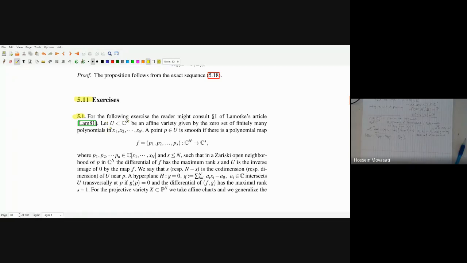Okay, but anyway, let U be an affine variety given by the zero set of finitely many polynomials, and let's just take a point P. The definition of smoothness that I'm using is basically from a differential geometric notion. And if you do a course in classical algebraic geometry, then you will see a more algebraic version also. So a point P in this U. So U is our X in the affine chart Cn that we have chosen.